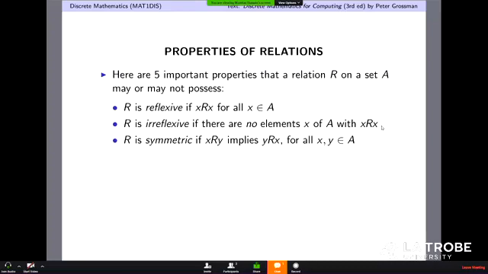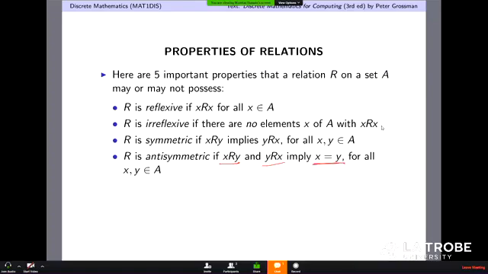Now these things are very important. When we say for all x, no elements, for all x, y, so these are carefully to be looked at. Anti-symmetric: if x is related to y and y is related to x, implies x is equal to y, for all x, y in A.